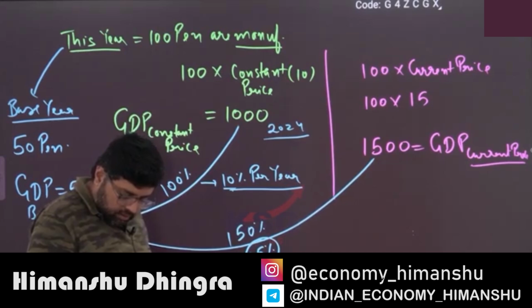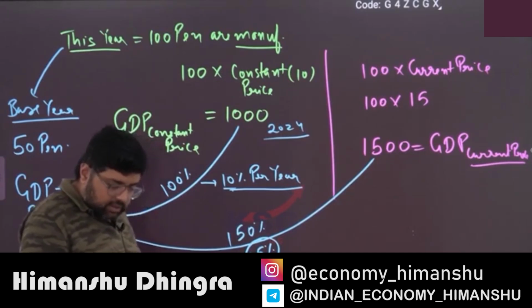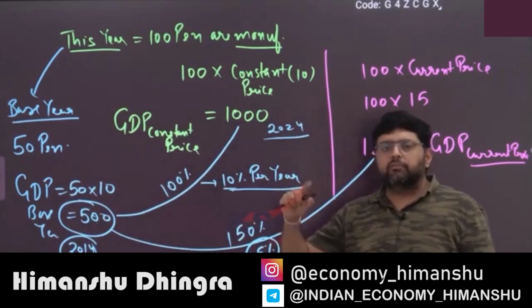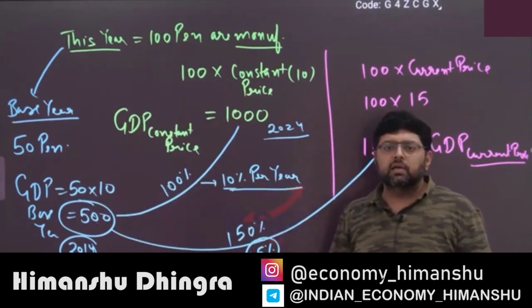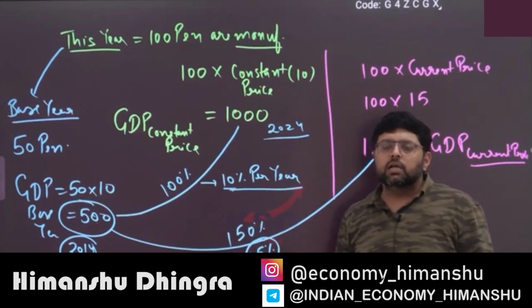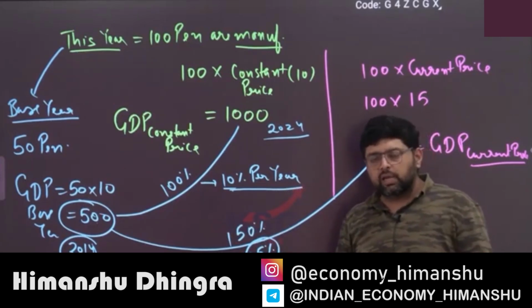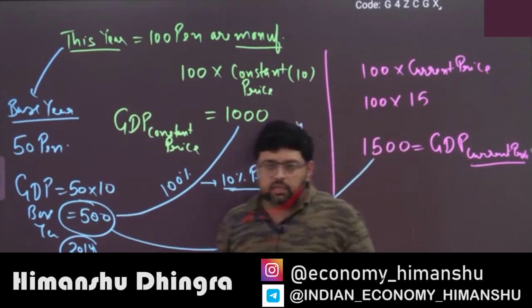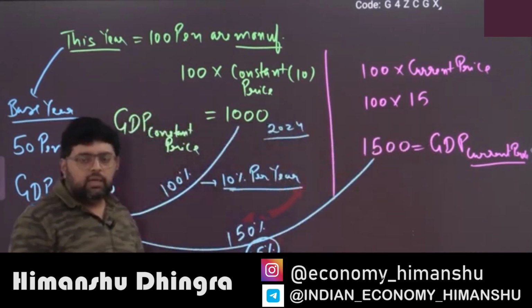So I am telling you again that whenever we calculate GDP, it is calculated by taking final goods and services into price. Now we have two prices. One is constant price, another is current price. Constant price is the price of the base year. Current price is the price of the current financial year. So you will find a difference. Constant price is of the base year.